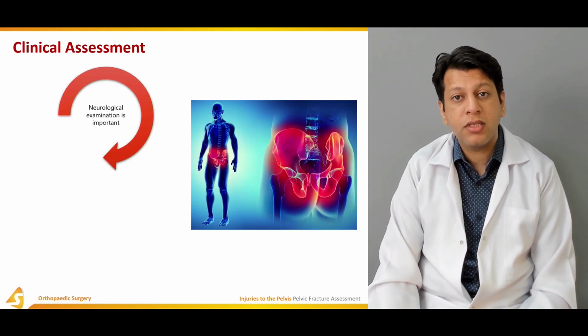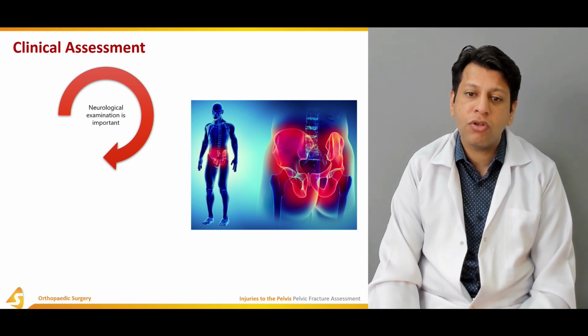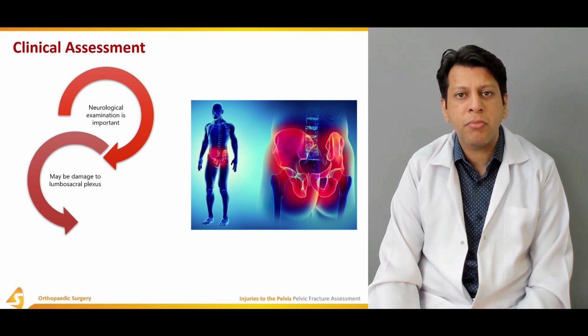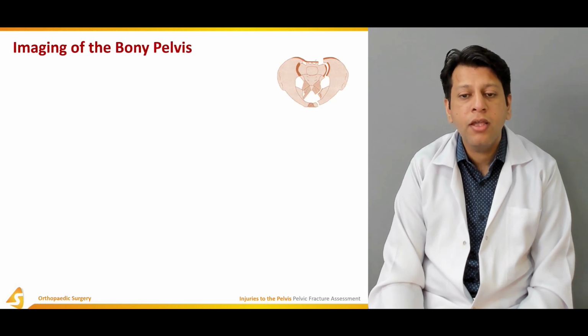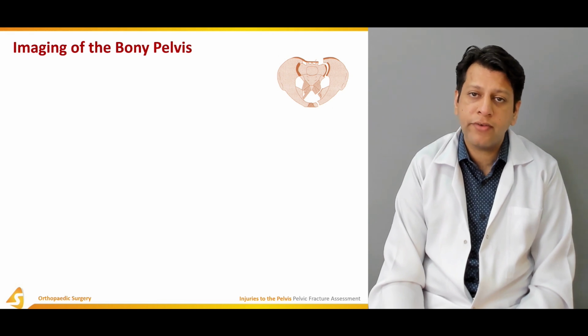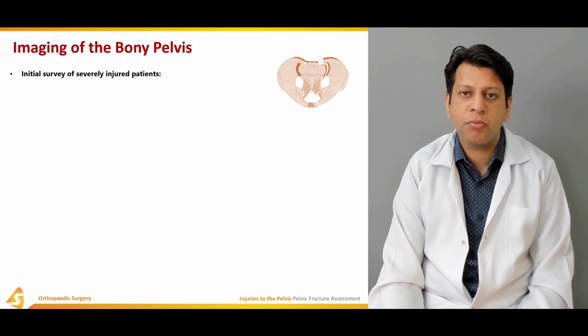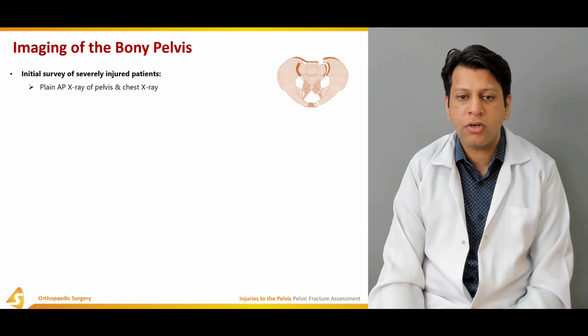Once we have assessed whether there are bony fractures or not, and whether an associated visceral injury is present or not, then we go for neurological assessment. If the patient is unconscious, this can be delayed until the patient becomes conscious enough for us to know whether a neurological injury is present or not. Now coming to the imaging of the bony pelvis, the first and foremost is always the radiograph, and the X-ray pelvis AP view with both hip joints is the ideal investigation to assess whether an associated pelvic or acetabular fracture is present or not.